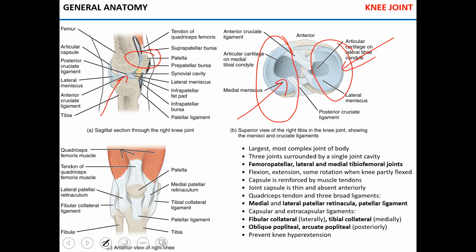It can flex, it can extend, some very minimal rotation. So multiple muscles that cross the joint, such as quadriceps muscles and hamstrings, they reinforce the capsule by their tendons. So capsule itself is almost non-existent. Tendons of the muscles serve as the capsular walls. So you can see here you have patellar retinacula, patellar ligament, patellar tendon. They all form anterior wall of the capsule.